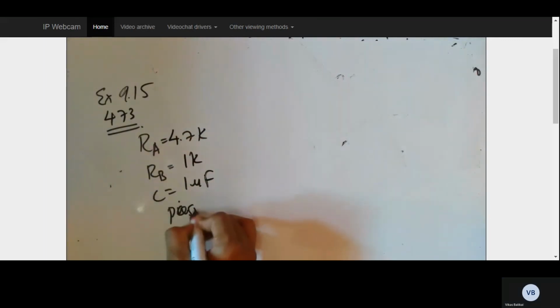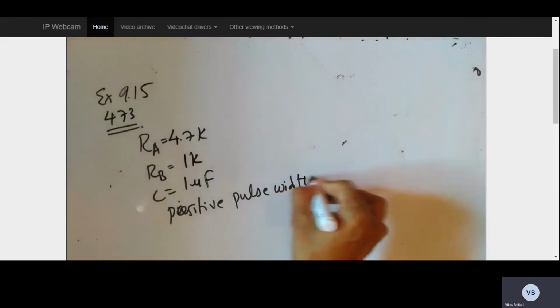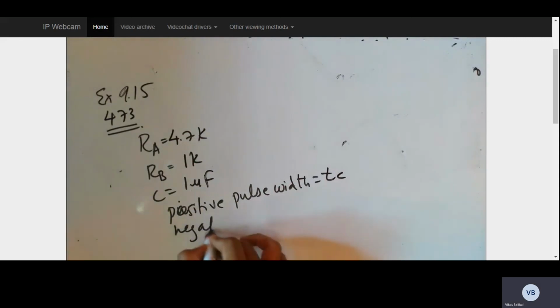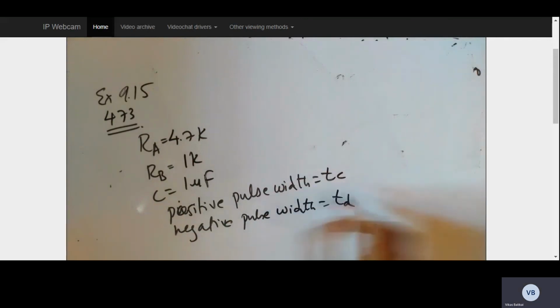Please remember, positive pulse width means charging time, and negative pulse width means discharging time. They won't be asking you to calculate TC and TD directly; they'll be giving it in terms of this. Again, you are just supposed to apply the formula, and the formula is quite simple to remember. We need to multiply 0.69 (RA plus RB) into C, which is my charging time, and 0.69 RB times C is my discharging time. And if I want the total time, it will be the addition of them.